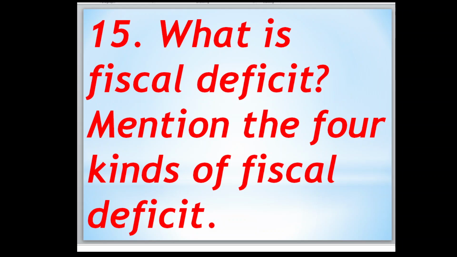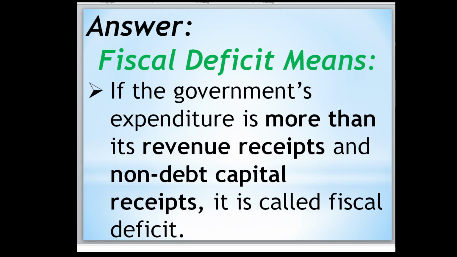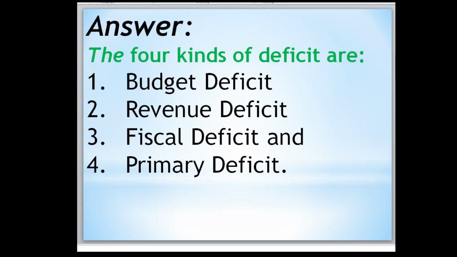Then come to the next. What is fiscal deficit? Mention the 4 kinds of fiscal deficit. Fiscal deficit means if the government's expenditure is more than its revenue receipts and non-debt capital receipts, it is called the fiscal deficit. The 4 kinds of deficits are budget deficit, revenue deficit, fiscal deficit and primary deficit.